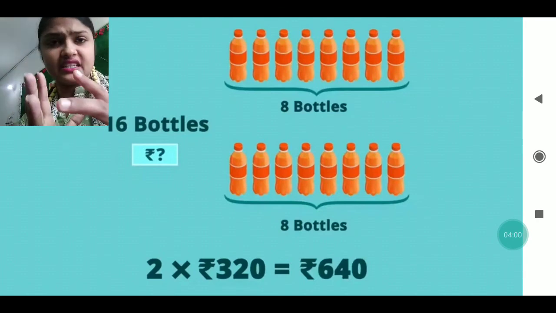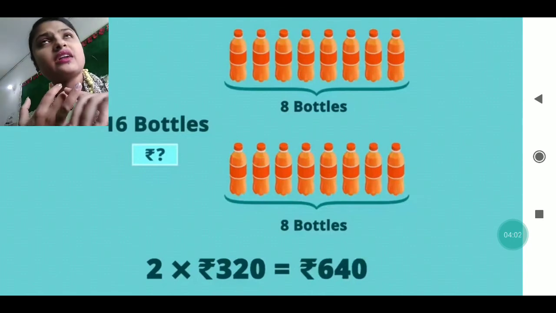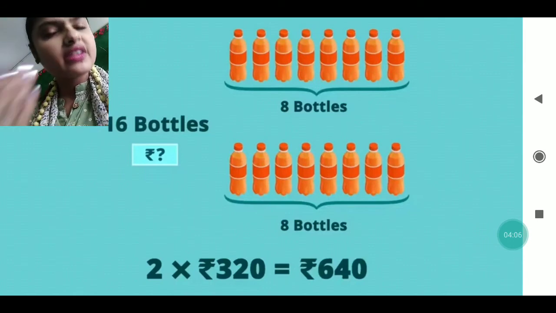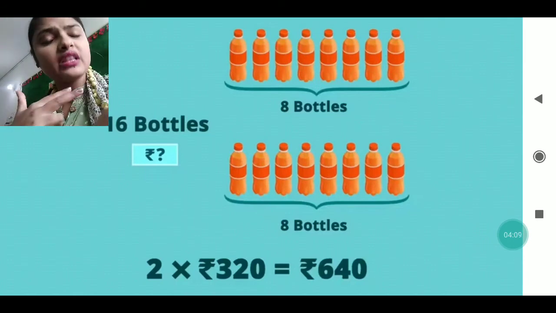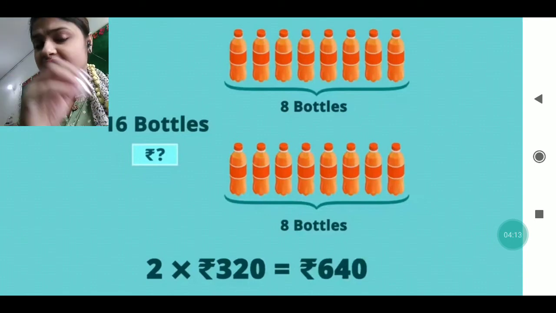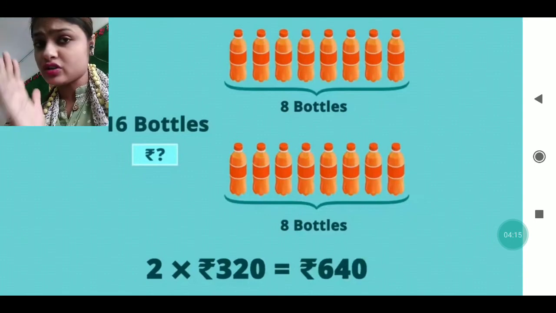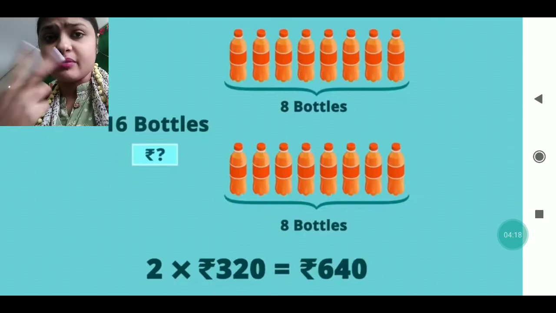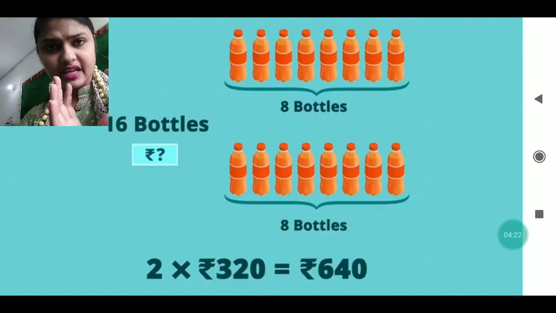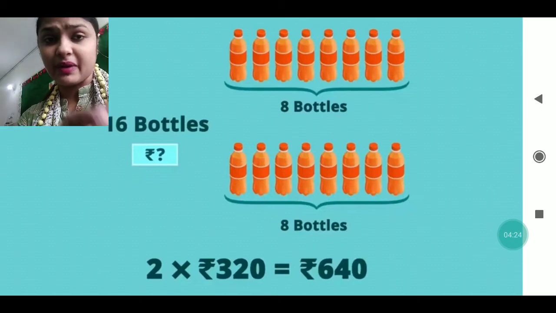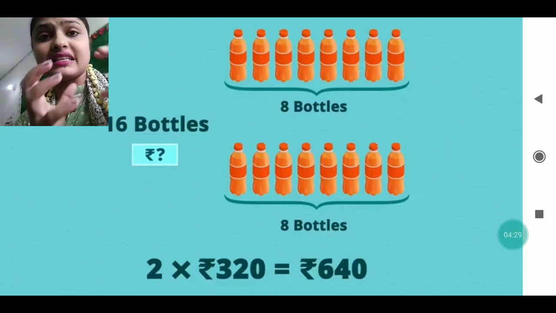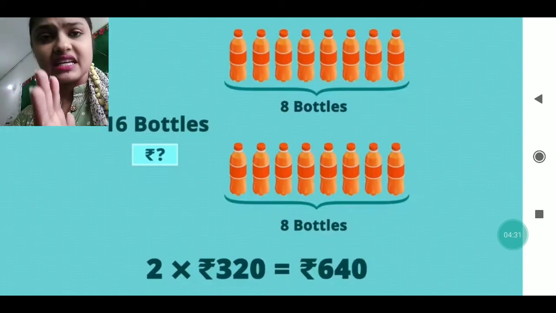How has he done this? He just thought that if the cost of 8 bottles is 320, and we double that, then we will get the cost of 16 bottles, because the cost of 8 bottles is 320 and the double of 320 will be the cost of 16 bottles. So he multiplied 2 into 320, got 640, and that 640 is the cost of 16 such bottles.